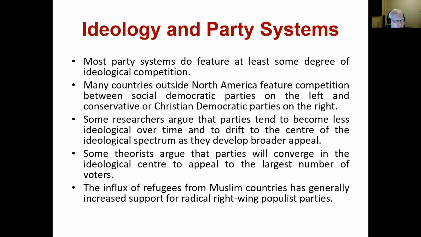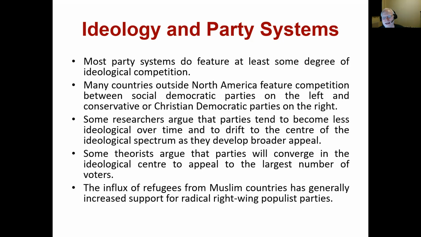Many party systems do feature at least some degree of ideological competition. So oftentimes different parties will have ideological stances. Sometimes there will be particular goals, so they'll be less ideological, but most political parties you could put down somewhere on a left-right continuum. So you could put, in the US, the Democratic Party on the center-left side and put the Republican Party on the center-right, although drifting further right.